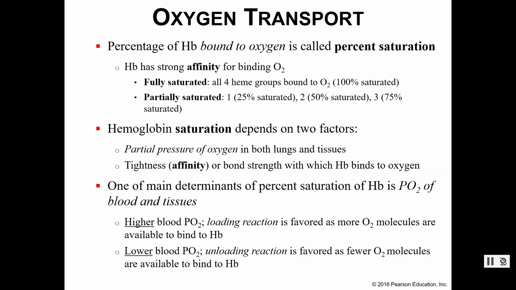Hemoglobin saturation depends on two things. Oh, look, your favorite: partial pressure of oxygen in the lungs and the tissues, as well as the affinity, or how tightly or how strongly bonded the oxygen is to the hemoglobin itself. So we said hemoglobin has a pretty strong affinity for binding oxygen. It really likes to grab oxygen and hold on. Higher blood partial pressures of oxygen favor a loading reaction. So the more oxygen that you have in your blood, the more we can load up the hemoglobins.